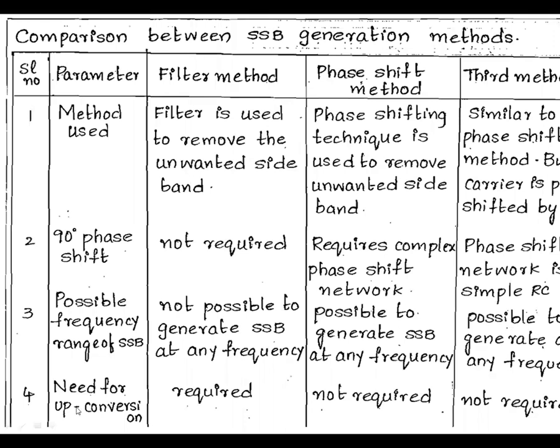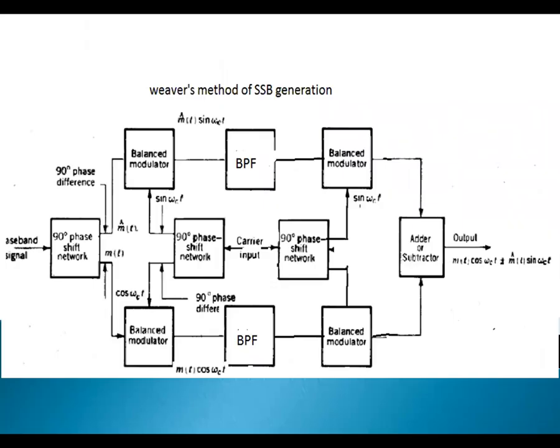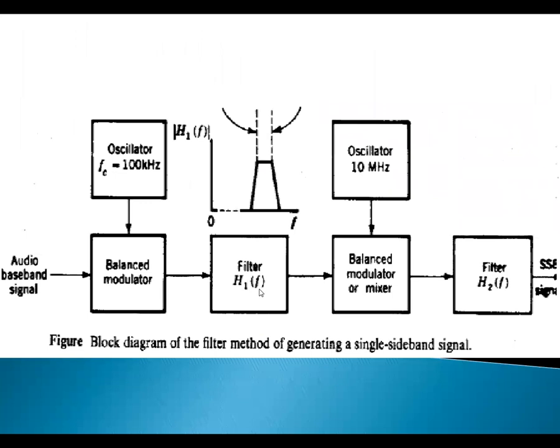The fourth point is need for up conversion. So here the up conversion is required. Up conversion means, as required in the filter method, you have to convert the signal a second time. That's why in the block diagram the first filter is used the first time, and the second filter the second time. So that's why the up conversion takes place.